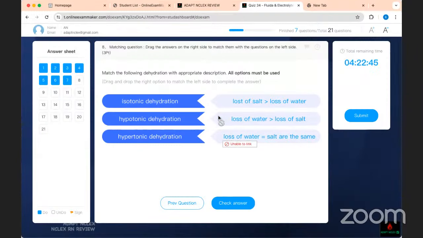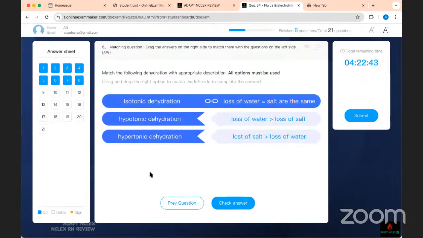Isotonic is easy, right? You lose the same amount of water and salt.